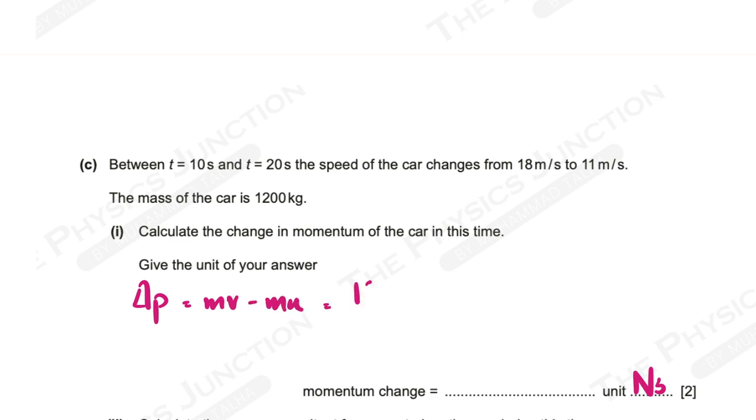You can factor out the m, which is 1200. Final speed is 11. Initial speed is 18. So this turns out to be negative 8400. If you write the negative or not, it doesn't make a difference because it's just asking about change anyway.